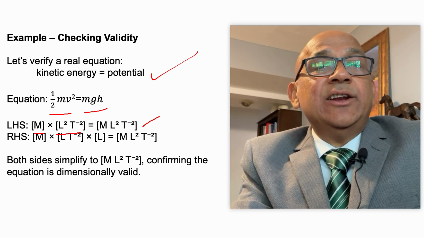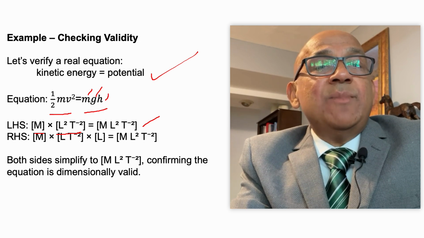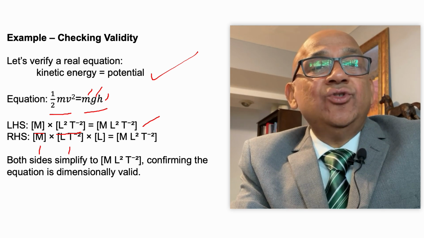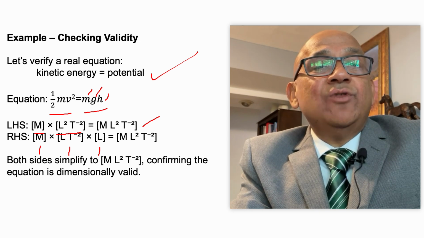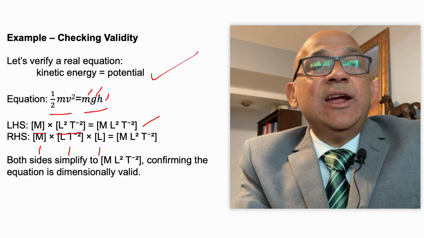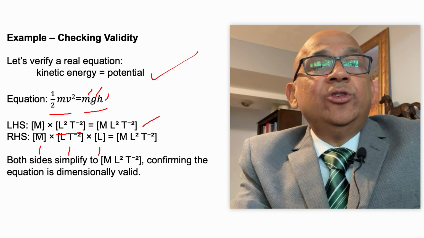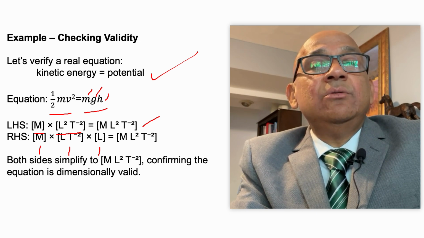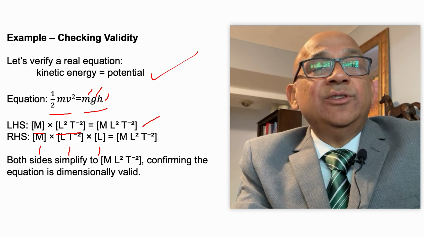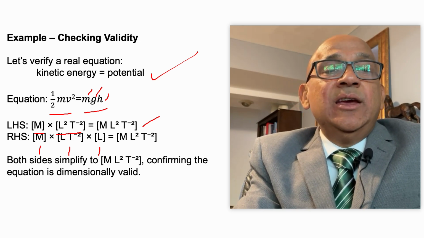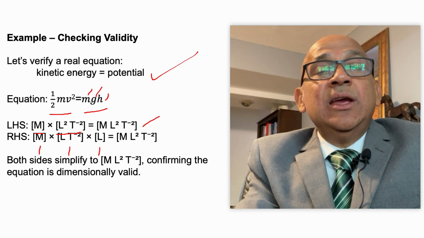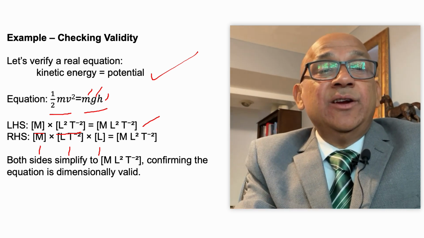Now let us look into the right hand side. The right hand side has mass, acceleration due to gravity, and height. The dimension for mass again is M. For acceleration due to gravity it is L t^-2, and height has a dimension of L. So if we combine all these things together, we again end up with M L^2 t^-2. So both sides simplify to M L^2 t^-2. This confirms that the equation is dimensionally valid. In this way, you can check any equation and verify whether that equation is correct.